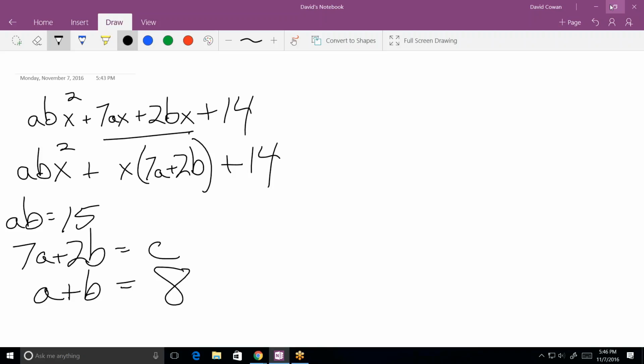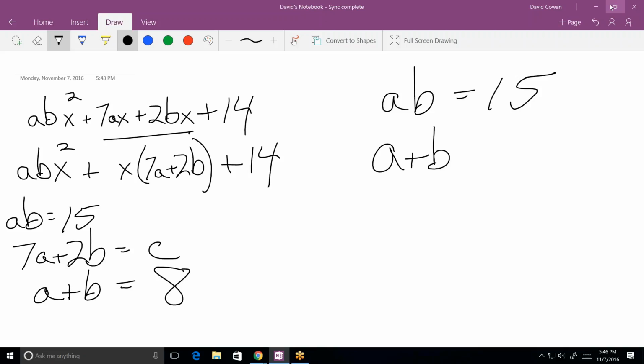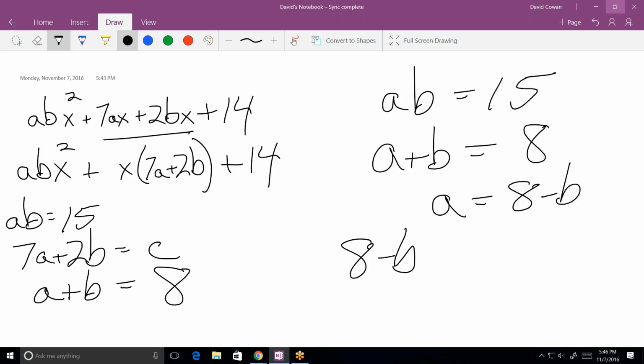Here are the two equations that we can solve for a and b immediately with just substitution. Just from those two equations, right? In other words, if a plus b equals 8, then a equals 8 minus b. Substitute that for a, so I have 8 minus b times b equals 15. Well, I can solve that. That's going to be a quadratic.